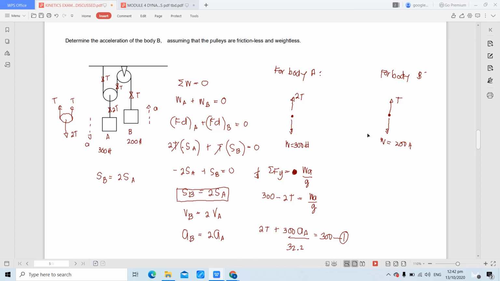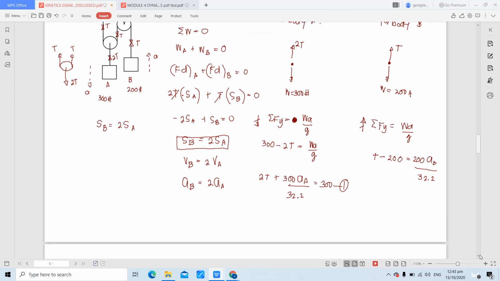Our motion here, we assumed, is upward. Therefore, if we take the summation of forces along y, our motion is there, and the reverse effective force is there. The upward forces are positive. And then, tension T is positive, minus 200, equivalent to W, 200. Acceleration is the acceleration of body B over g, 32.2.